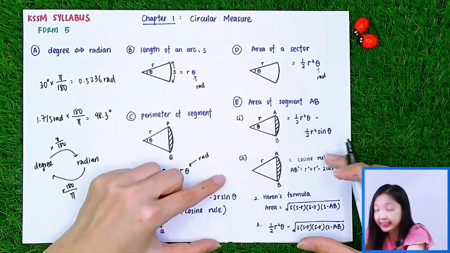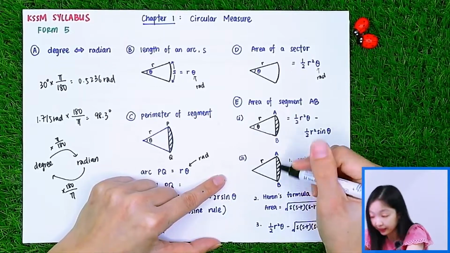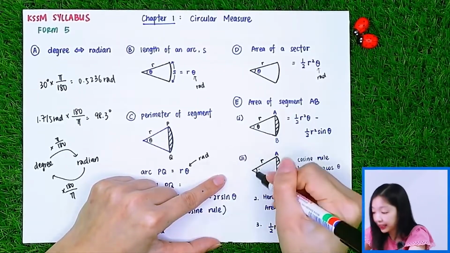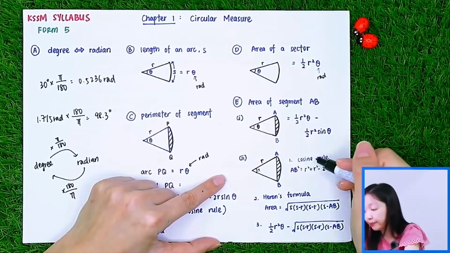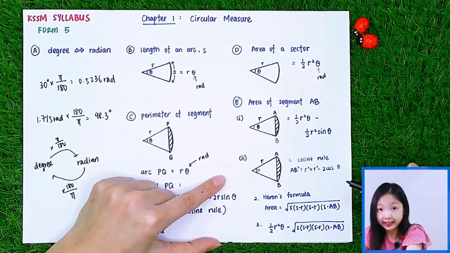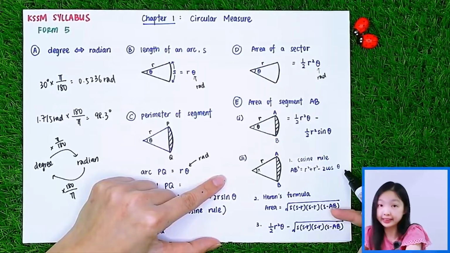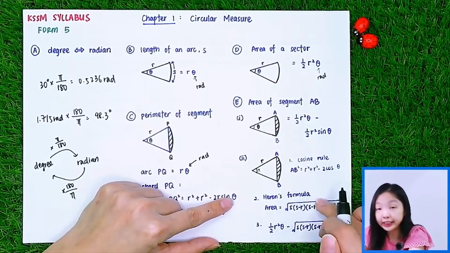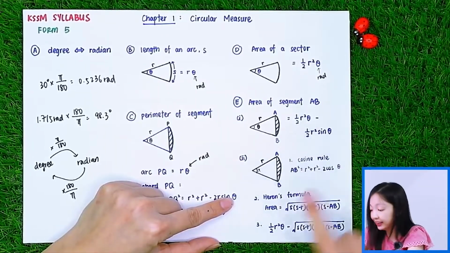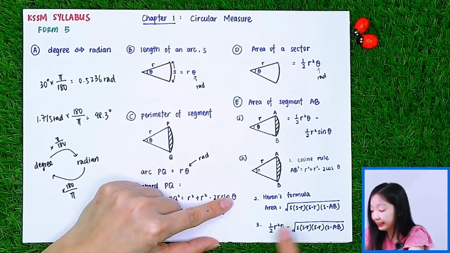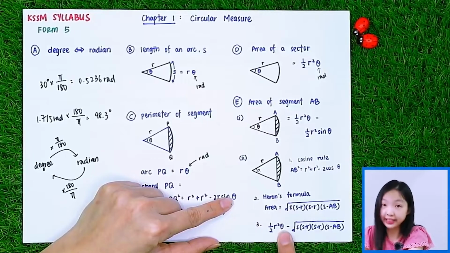Just in case the question gives you the radius and the chord of AB, but doesn't give you the angle, what can we do? There are 3 steps. First, you use your cosine rule to find your angle: AB squared is equal to r squared plus r squared minus 2 r squared cos theta. Then you use Heron's formula. Still remember Heron's formula? Then you can find the area of the triangle. After you find the area of the triangle, you use the area of the whole sector minus the area of the triangle, then you will get your final answer.